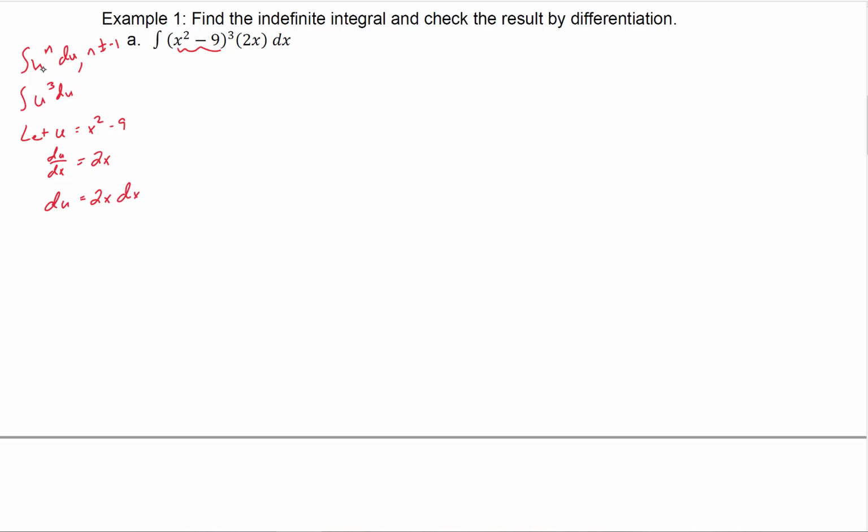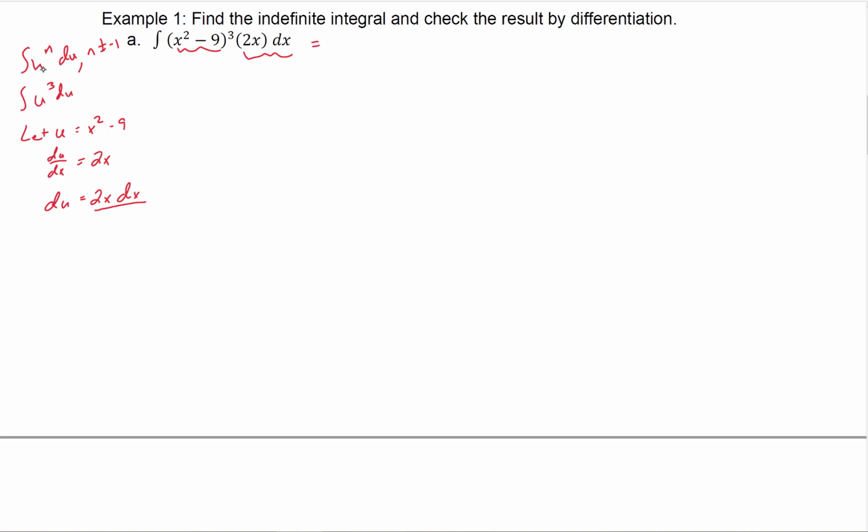And notice this matches what we have left over in our integrand. We have a 2x dx, so du equals 2x dx. Your goal is to always make du match what's left in your integrand. Du should always match. So in this case, du equals 2x dx, which is what's left over in our integrand.